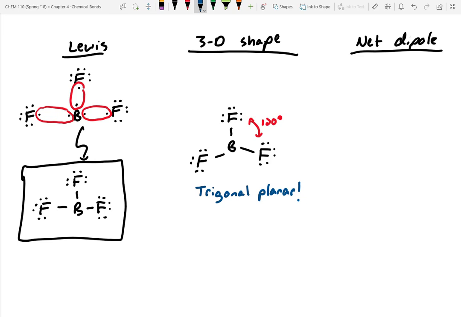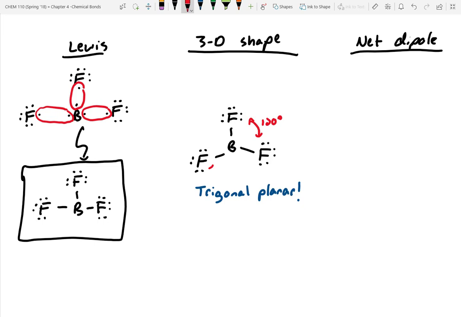All right, so that's the overall 3D shape. Now the tricky thing is determining whether or not there's a net dipole. But in order to determine that, we first start out by doing individual dipoles. So what do you think's more polar, boron or fluorine? Fluorine. Fluorine's the most electronegative atom.